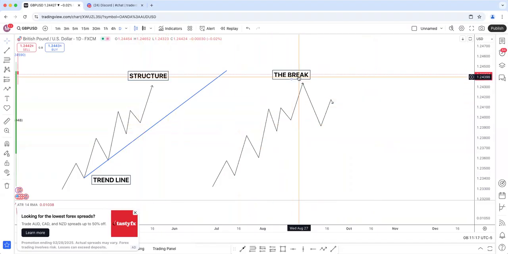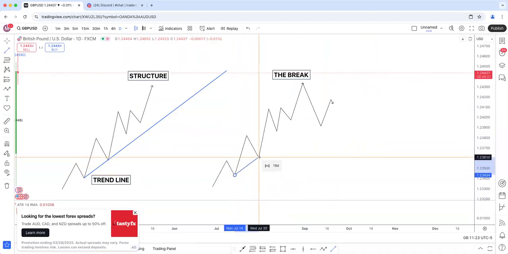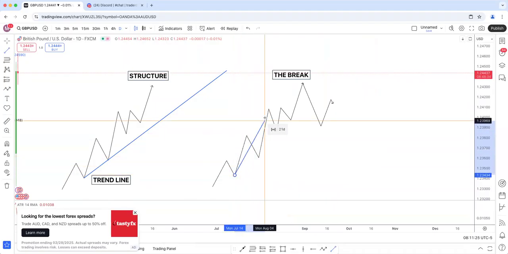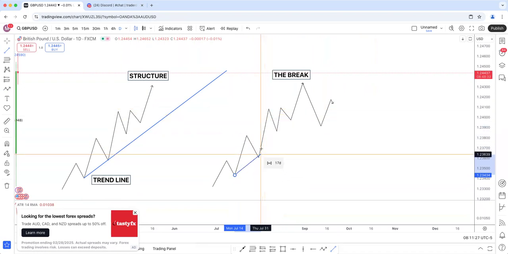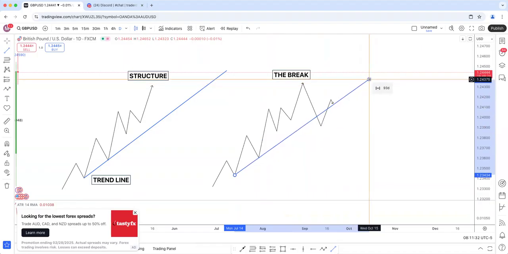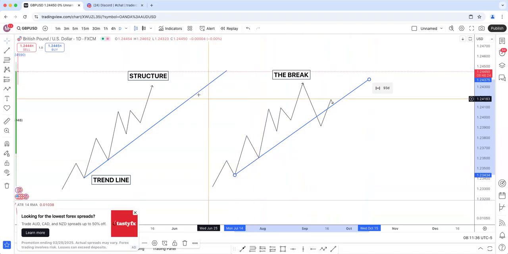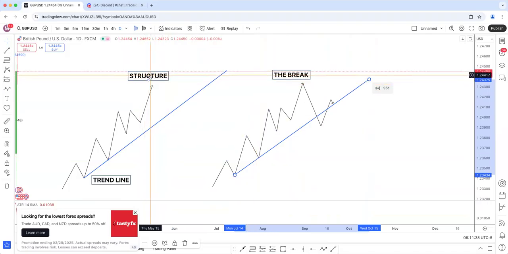All right, this is called the break. Once you take your second low and you connect it to your other low that gave you the high. Remember, this low has to give you a higher high. We would call that the break. Okay. Break in this structure here.